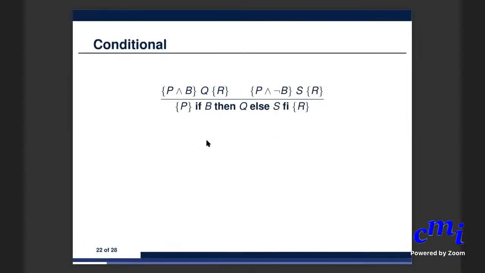Okay. So now, what should be the rule for if-then-else? This is a forward kind of rule for capturing the semantics of an if-then-else command, in terms of a Hoare triple.